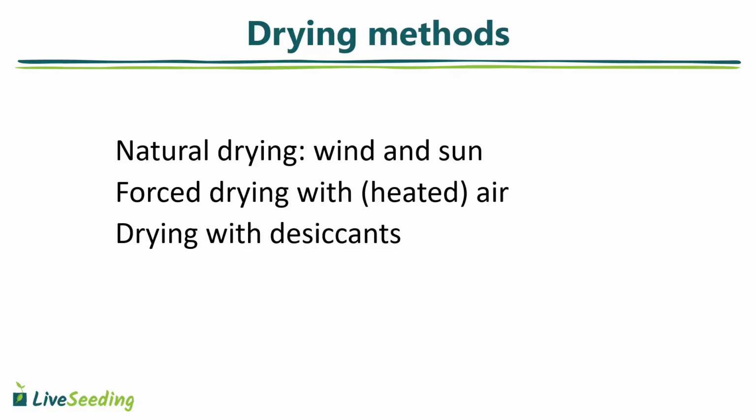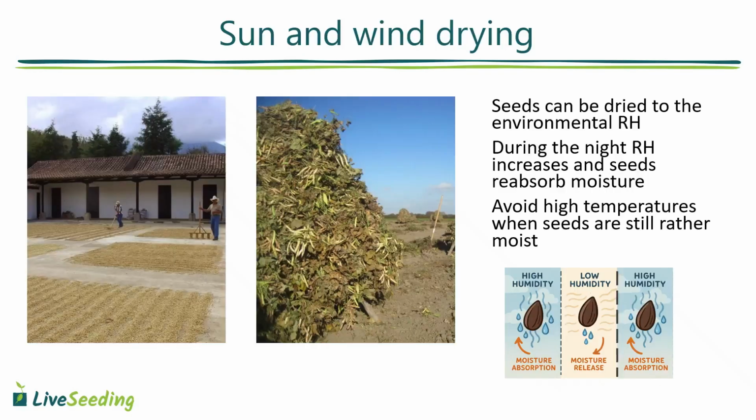In general, there are 3 main drying methods. First, natural drying with wind or sun. Second, forced drying with air, which might be heated. And third, drying with desiccants. Moreover, during the night, the relative humidity will often increase towards near 100%, and the seeds may reabsorb moisture.